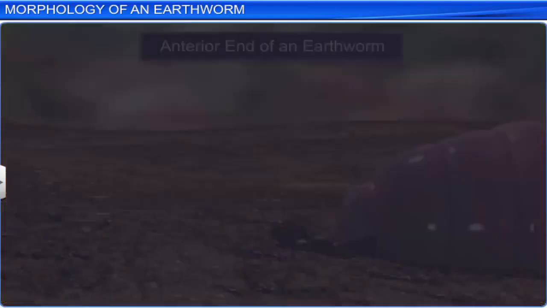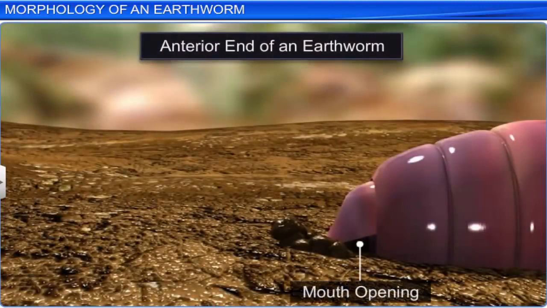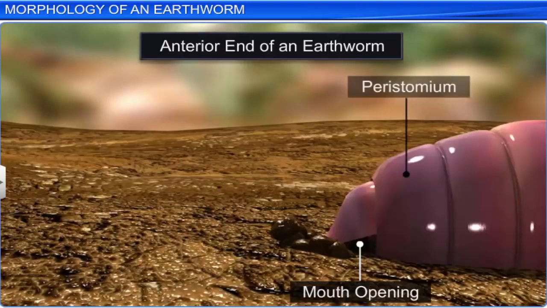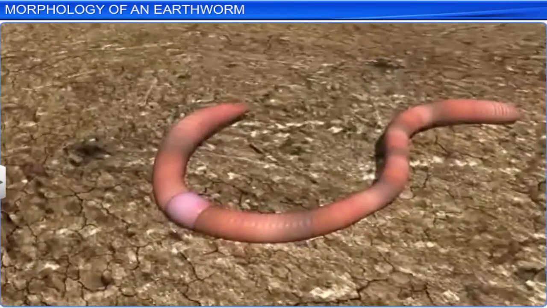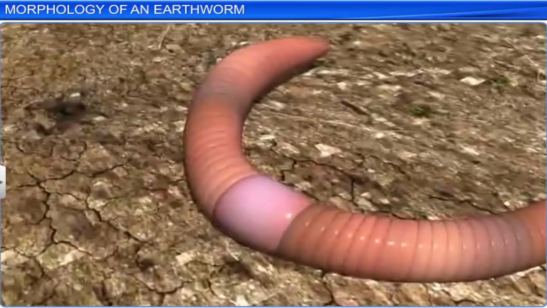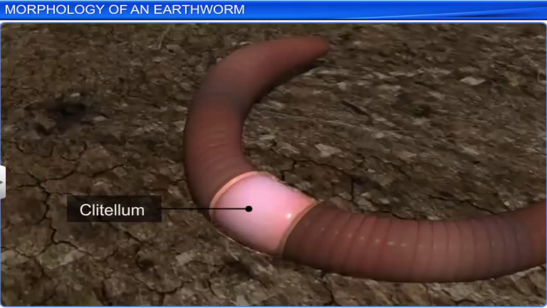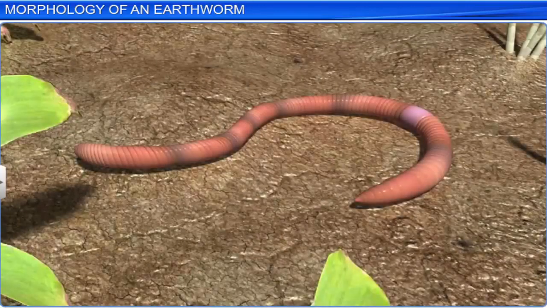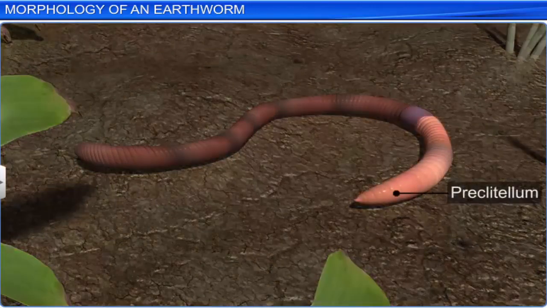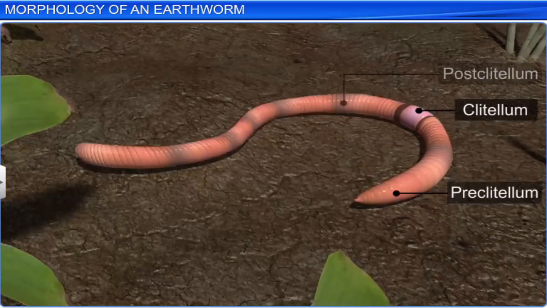The anterior end also bears the mouth, which is attached to the first body segment called the peristomium or the buccal segment. Moreover, the mouth is covered by the prostomium. The body of a mature earthworm has a thick, dark band called the clitellum. This band is formed around the 14th to the 16th segments due to the secretion of glandular tissue and divides the body into three parts: the preclitellar, clitellar, and post-clitellar segments.